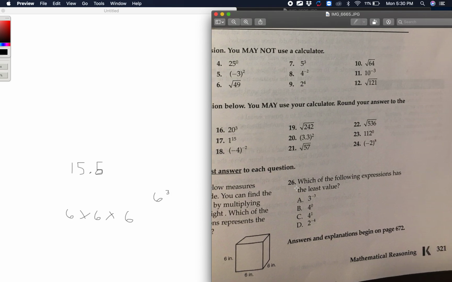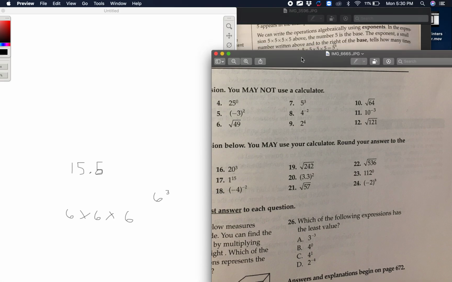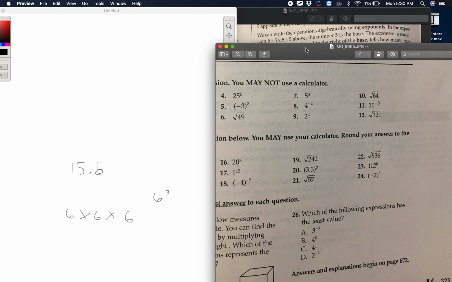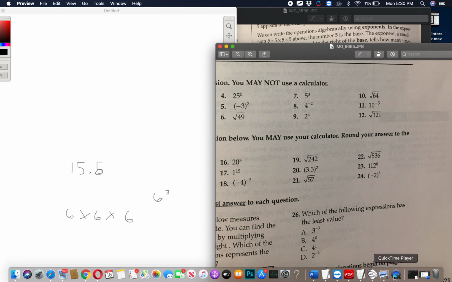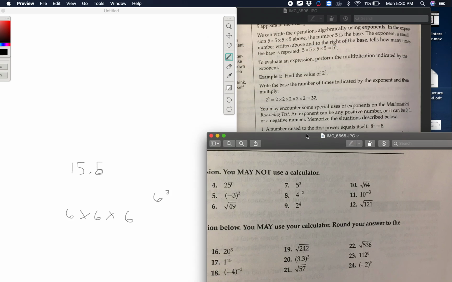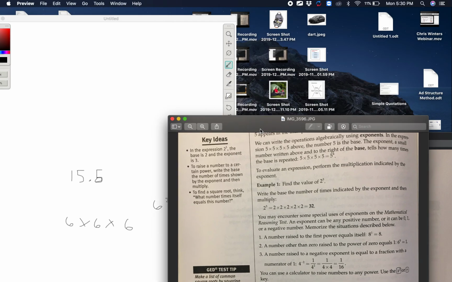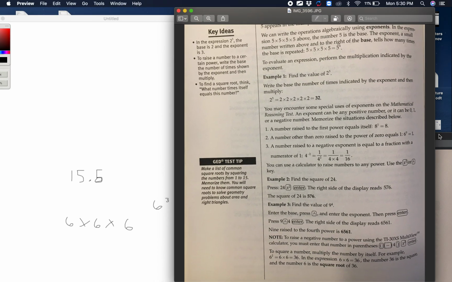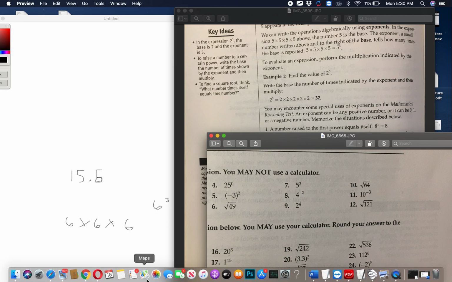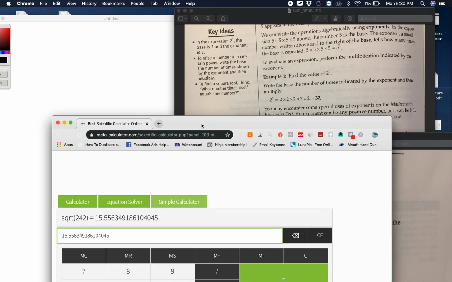Last but not least, which of the following expressions has the least value? Well, let's sort this bad boy out. Hope I didn't close the calculator this time. I think I might have, but I hope I didn't. Okay, let me pull our calculator back up. Oh, okay, didn't close that. Cool.